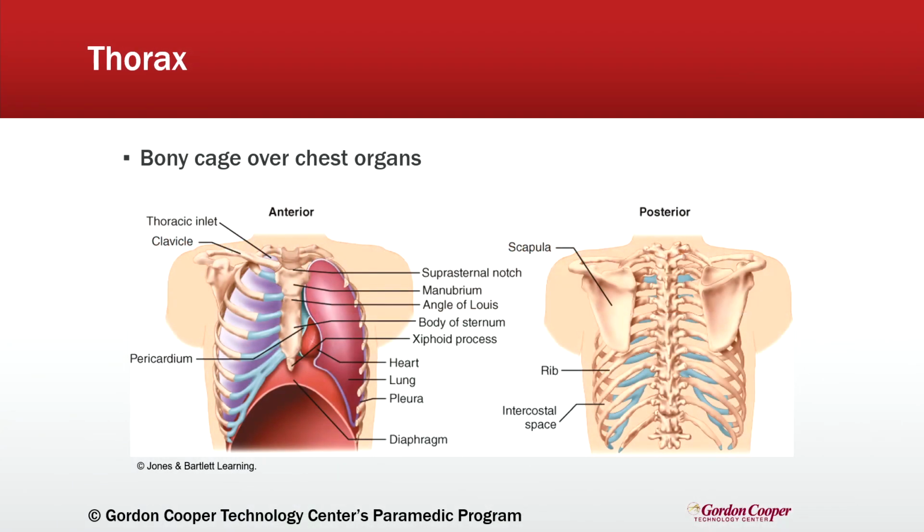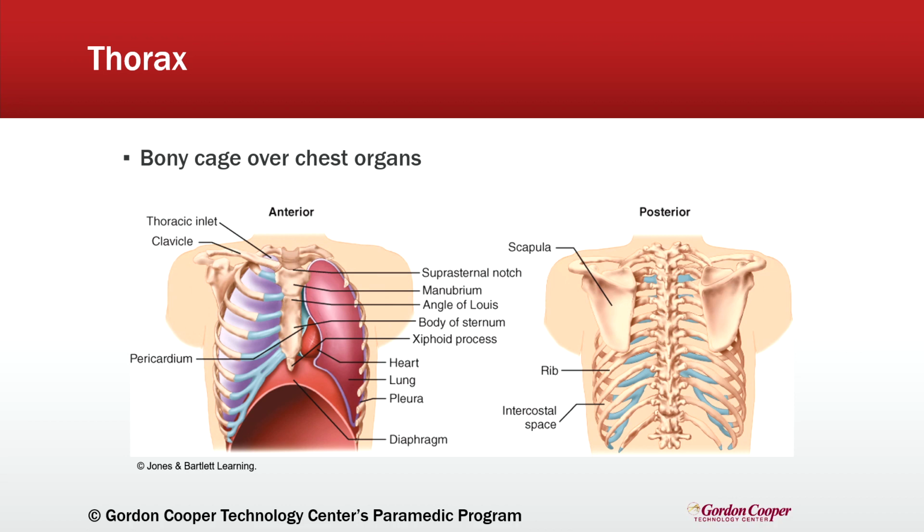So a little bit of A and P. Let's talk about some anatomy as well as some structure of the thorax. As you see on your slide, the thorax is just this bony cage that encases vital organs in the chest, and that provides protection and support.